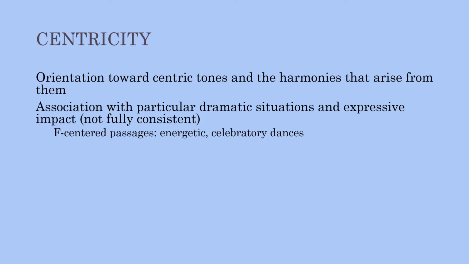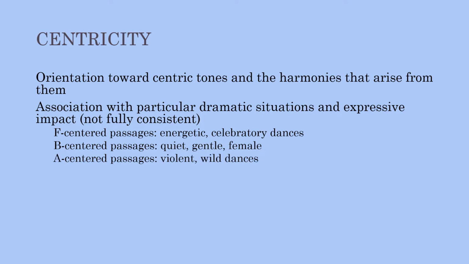For example, F-centered passages are often energetic and celebratory. B-centered passages are often quiet, lyrical, and gentle, coded female. A-centered passages are often violent and wild.